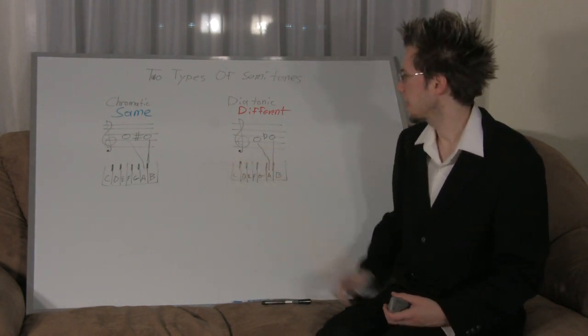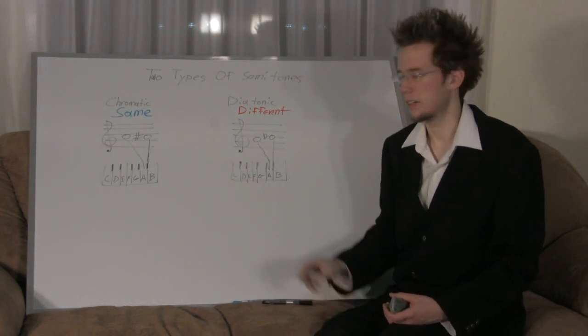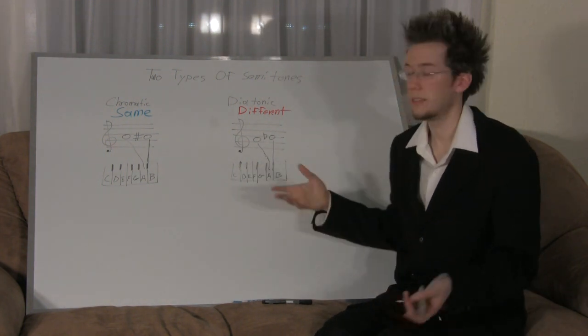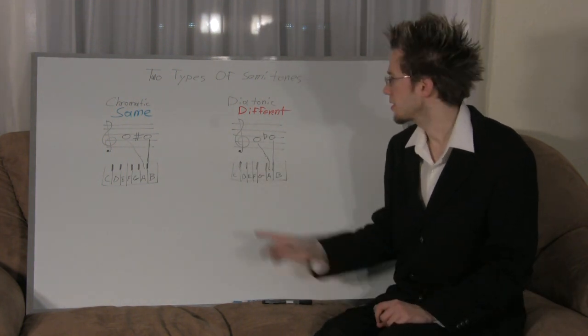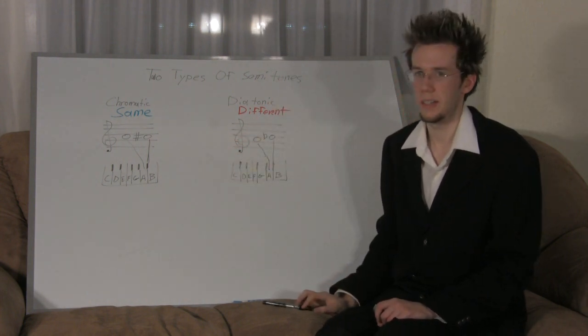If I was playing this on the piano, and I saw that written and that written, I would still play the exact same thing. Here it's da da, and here da da, same thing. That's all you have to know about that: chromatic is the same, diatonic is different.